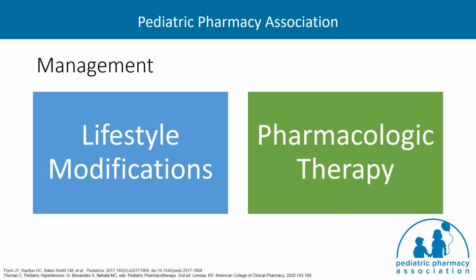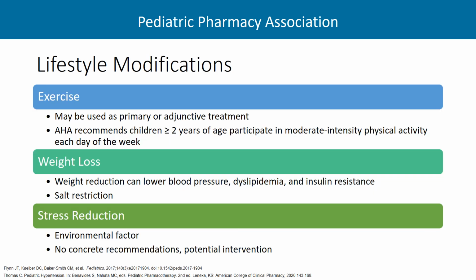Now let us discuss management of pediatric hypertension. As displayed in the table from a couple slides ago, it is recommended to incorporate lifestyle modifications and add pharmacologic therapy once a patient is diagnosed with stage 1 hypertension generally. Lifestyle modifications include exercise, weight loss, and stress reduction. Exercise can be used as a primary or adjunctive treatment.